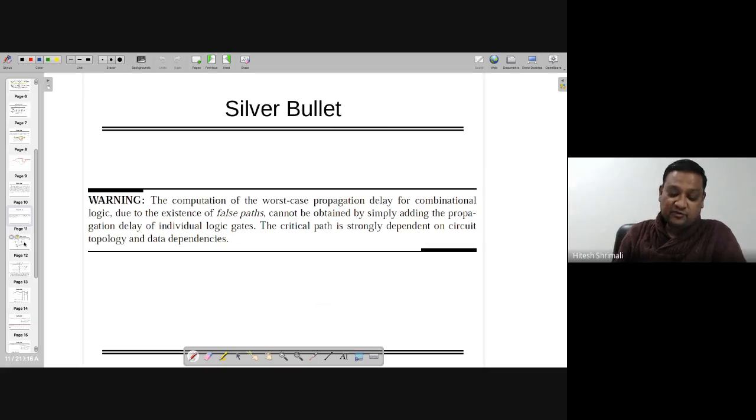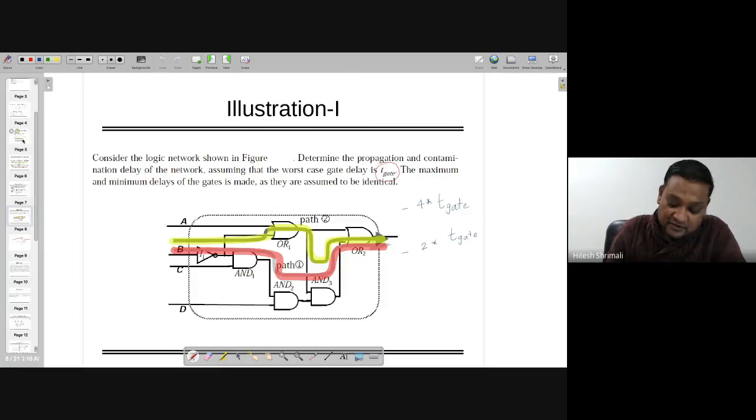Now, there is a silver bullet. This is a very important and very useful piece of information which is written here: the computation of the worst case propagation delay for combinational logic is affected by the existence of false paths. So here you can see that path 1 was a false path. Even if it's there or not, it doesn't matter. On path 1, there were 5 logic gates, but still we are not considering that, because we know that it's not going to be on the critical path.